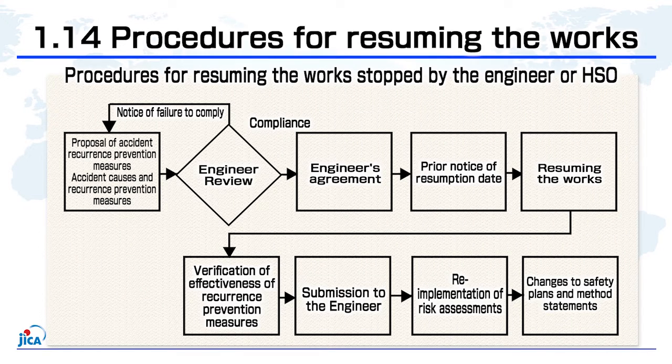Section 1.14 deals with procedures for resuming work that has been suspended after an accident. It stipulates that the contractor submits a proposal describing the accident investigation, cause, and recurrence prevention measures to the engineer for review. If there is no notification of failure to comply with the proposal from the engineer, the contractor will resume the work after notifying the engineer of the date of resumption in advance, verify the effectiveness of the recurrence prevention measures, notify the engineer of the results of such measures, and conduct risk assessment again. The safety plans and method statements should also be changed as necessary.